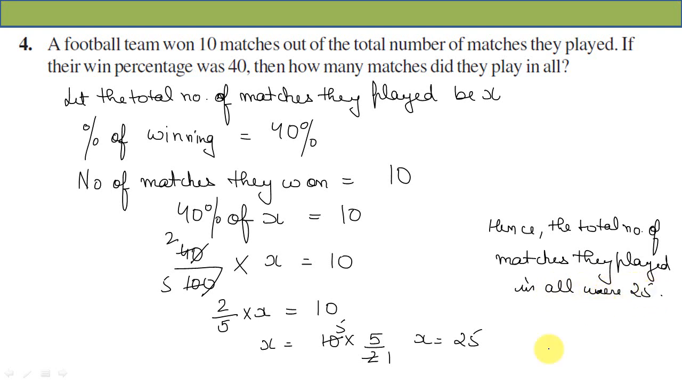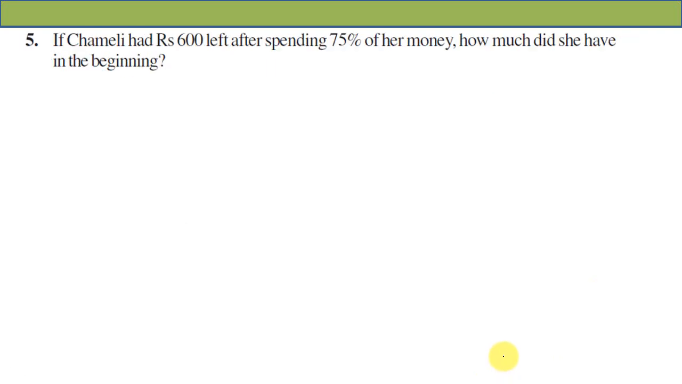Now let's see question number 5. If Chameli had rupees 600 left after spending 75% of her money, how much did she have in the beginning? Let's read it again. If Chameli had rupees 600 left after spending 75% of her money, how much did she have in the beginning? मतलब अगर उसके पास जितने पैसे थे, let's consider it to be x.